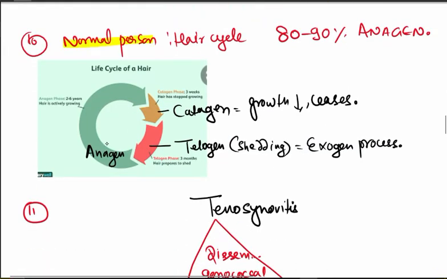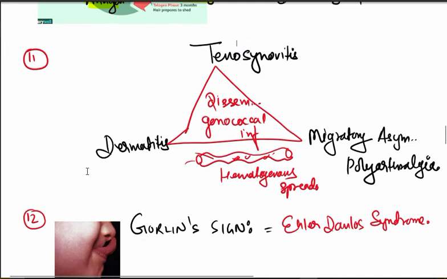In a normal person, 80 to 90% of the hair cycle consists of anagen. So we have 3 stages. The hair cycle has 3 stages: anagen, catagen and telogen. So 80 to 90% of hair is in the anagen condition. Telogen is the last shedding stage. It is known as the exogen process. And in anagen, too much mitosis is going on. Okay, next one.